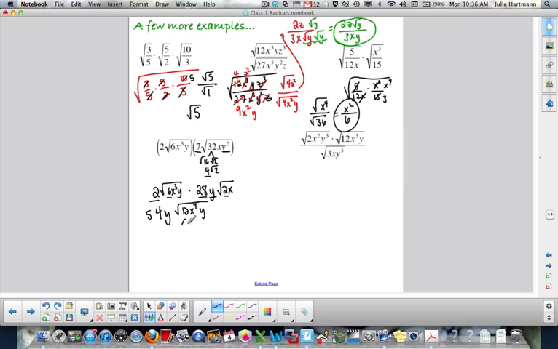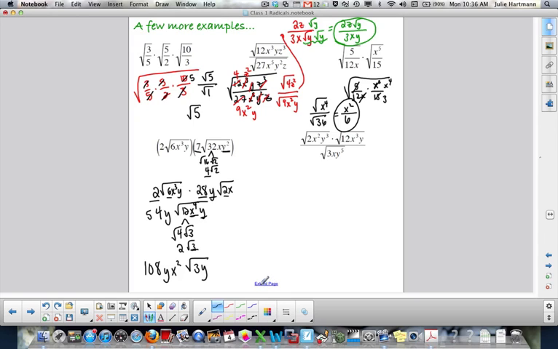So on the inside now, 12 is 4 times 3. Square root of 4 is 2. So I'll then have 54 times 2, which is 108. I have this y out here. And then square root of x to the 4th is x squared. And then I still have a y on the inside and a 3 on the inside. So square root of 3y. Hopefully you follow that of what stays in, what stays out.